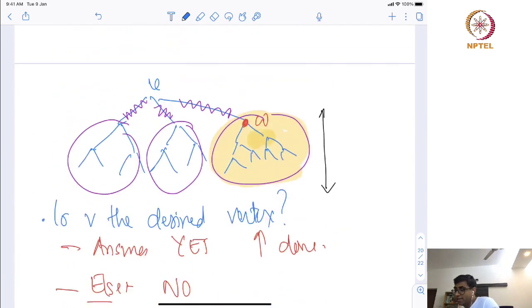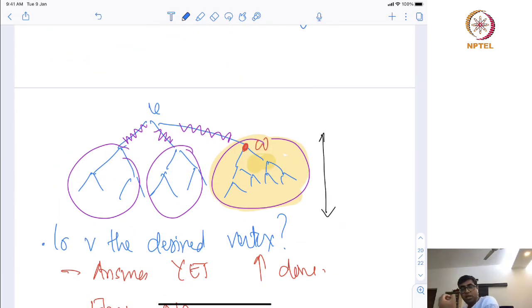But what changes? At each time, the vertex which you are considering, its distance from v increases. So it's a finite graph, and after finitely many steps, you will find this vertex, right? Now, why? Because look at, is it possible that you reach a leaf and both sides are... you understand my question?